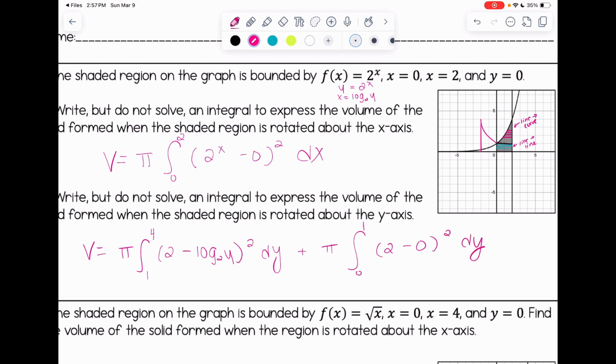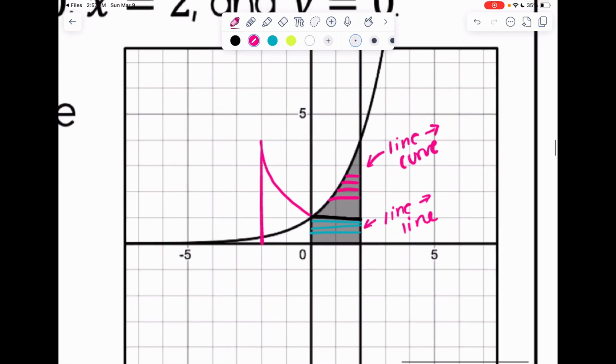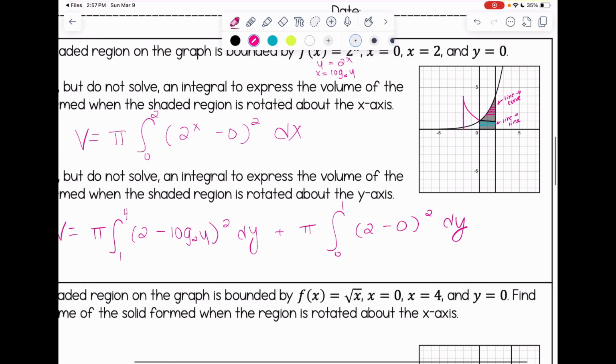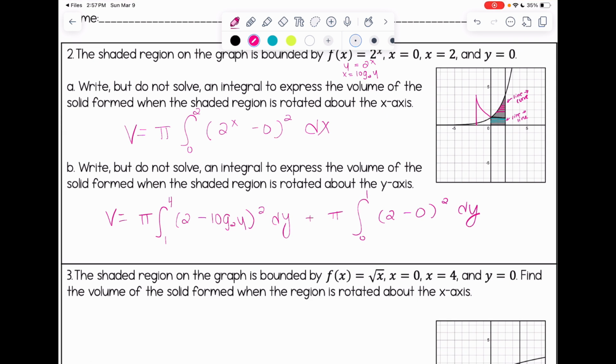So in this problem, what we had to do differently on part B is get everything in terms of y. But we also had to acknowledge, if I zoom back in on the graph here, that when I'm drawing these radii, like for my little pink ones here, I'm basically going from the line x equals 2 to the curve y equals 2 to the x. Whereas where I'm drawing those blue radii, I'm going from x equals 2 to x equals 0. So essentially the left function is changing in this problem. So we had to break this up into two integrals in order to write an expression that represented the volume.